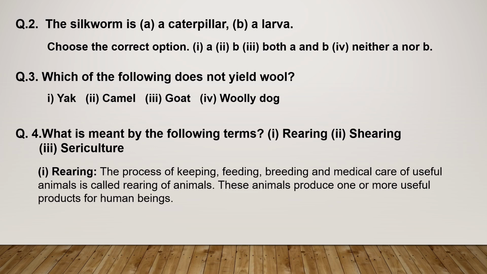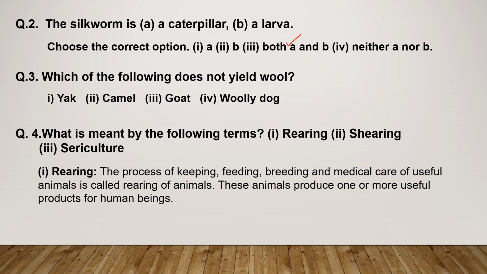Question number 2. Choose the correct option. The silkworm is a caterpillar or a larva. Some options are also given there. Silkworm is another word for caterpillar and larva. So the correct answer is the third option, that is both A and B. We can call the silkworm a caterpillar and we can call it a larva. So the answer is both A and B.